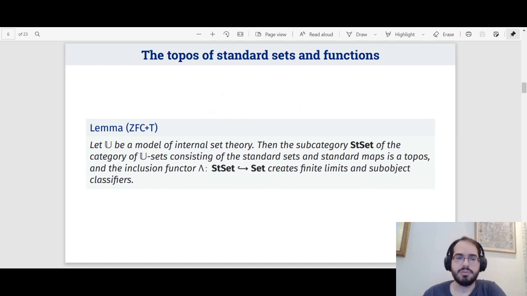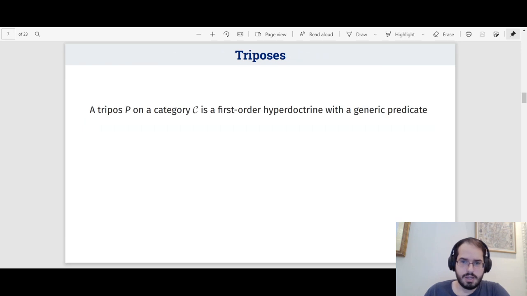Okay, so the idea here is to first note that if I take a model of internal set theory, then the subcategory of the standard sets and maps is in fact a topos, and the inclusion functor creates finite limits and subobject classifiers. And the idea behind this is that all the usual finite limits are given by some internal formulae, and the contrapositive of transfer tells you that if there is a set satisfying those formulae, then there is a standard set satisfying those formulae. So that is the crux of it.